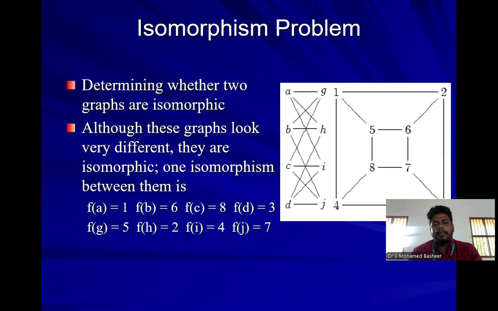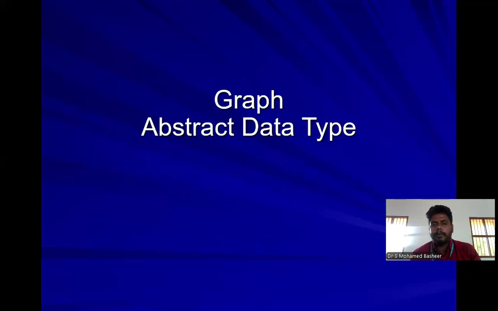An isomorphism between them is f of a equals 1, f of b equals 6, f of c equals 8, f of d equals 3, f of g equals 5, f of h equals 2, f of i equals 4, and f of j equals 7.